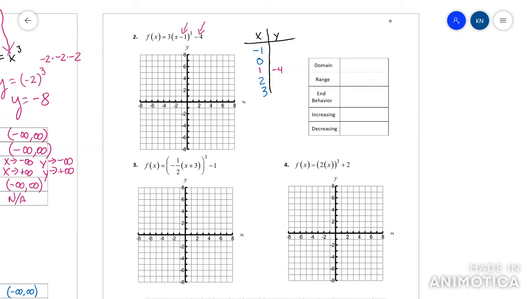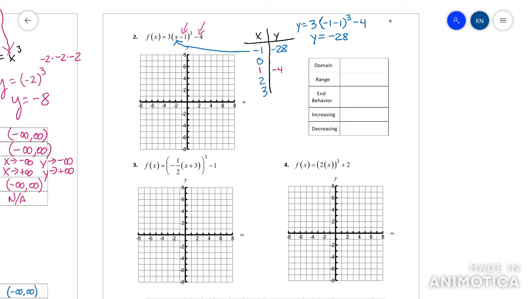Now I'm plugging in these x values. So like the first one I'm going to plug in is this -1, and it's going to go right here. So it's going to look like this. Y equals... sorry, I forgot a 3 in the front. Y equals 3 times (-1 minus 1) cubed minus 4. So let's see, that's -2 cubed is -8, times 3 is -24, minus 4 is -28. That's how I'm getting these values.